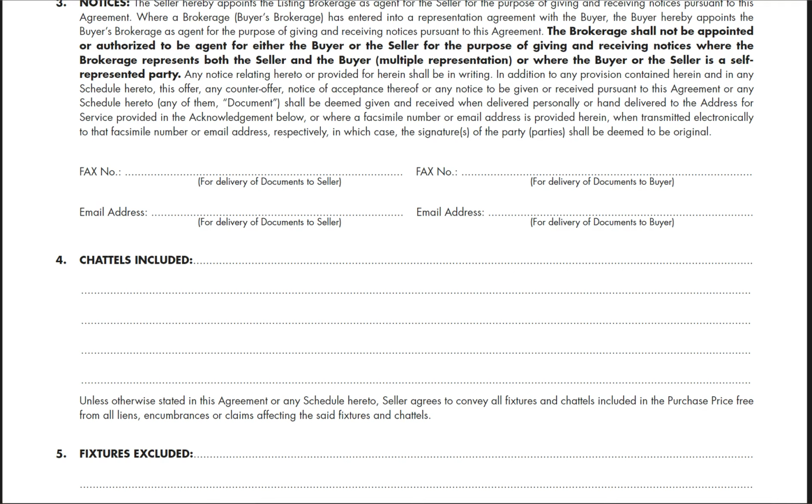The seller basically lists the specific chattels they are including in the sale, or if there is nothing, then no chattels are automatically included. Chattels must be clearly written in this agreement if the buyer is expecting to receive them.